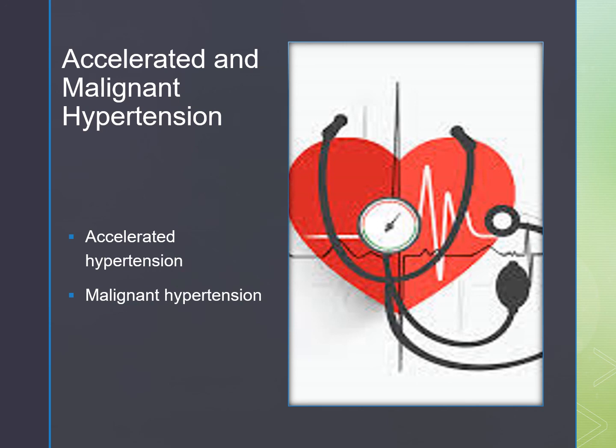Accelerated and malignant hypertension can develop in clients with essential or secondary hypertension. Accelerated hypertension, we have a markedly elevated blood pressure that's accompanied by hemorrhages and exudates in the eyes. This is a hypertensive crisis. Malignant hypertension is untreated accelerated hypertension. And we have dangerously elevated blood pressure accompanied by papilledema.